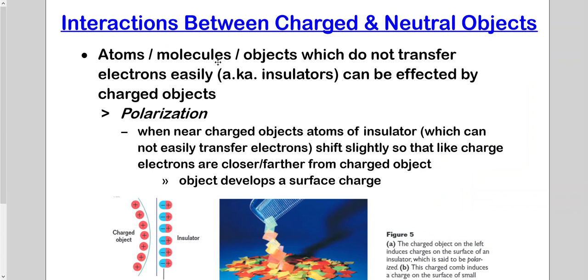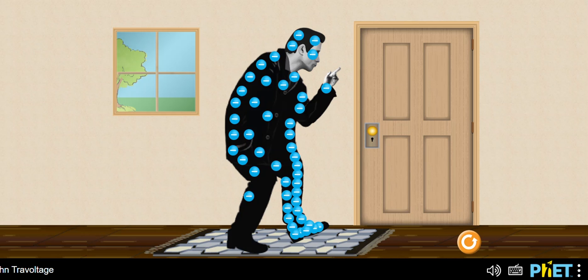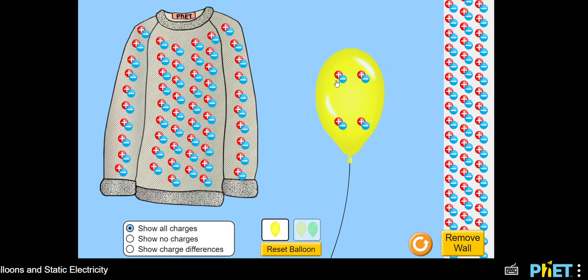Okay. So this can also happen in insulators as well, and that's called polarization. So let's go look at another example. Right, so I have a balloon. This is something we're all familiar with.